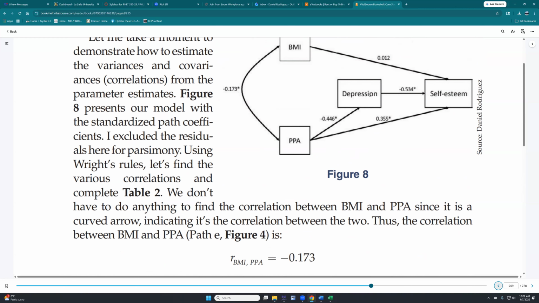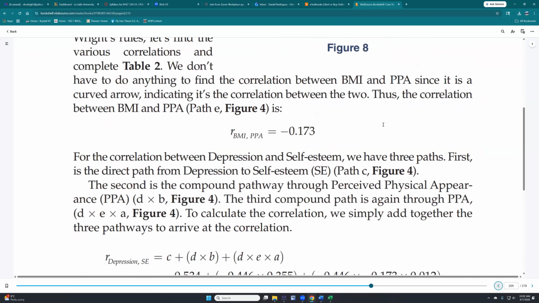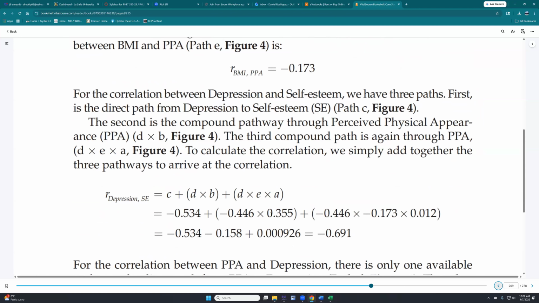So this is another path that relates depression to self-esteem. Imagine I'm trying to drive and there's an accident on this route right here. Darn it, I can't go straight because this would take me 2 minutes to get there. Instead, I have to find a different way to get to self-esteem. I'm going to backtrack this way and then go this way, because Wright's rules permit this, but you can't go forward and then backwards. So I can go here and then here. So it's minus 0.446 times 0.335. So I add those two together.